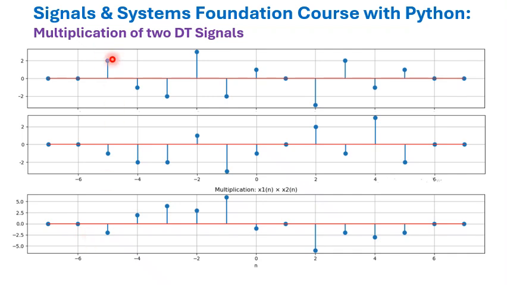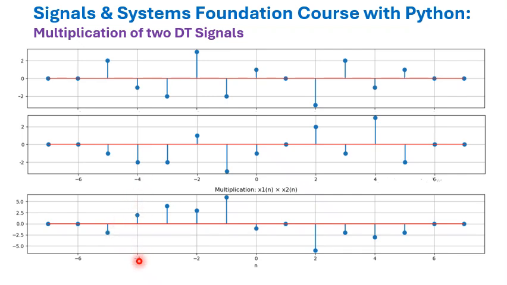Now again, at n equals minus 5, we have signal number 1 has a value of 2, whereas signal number 2 has a value of minus 1. So minus 1 multiplied by 2 will result in minus 2. So here we have minus 2.